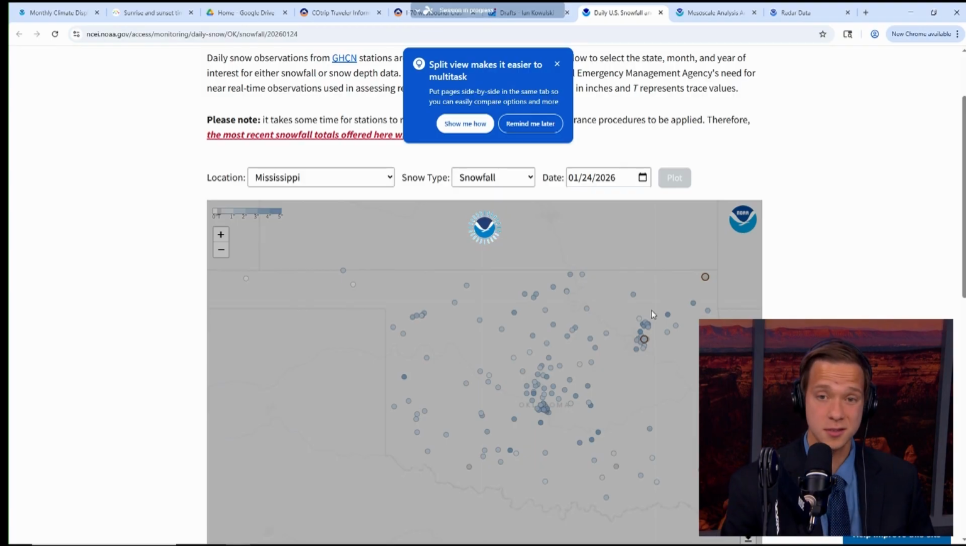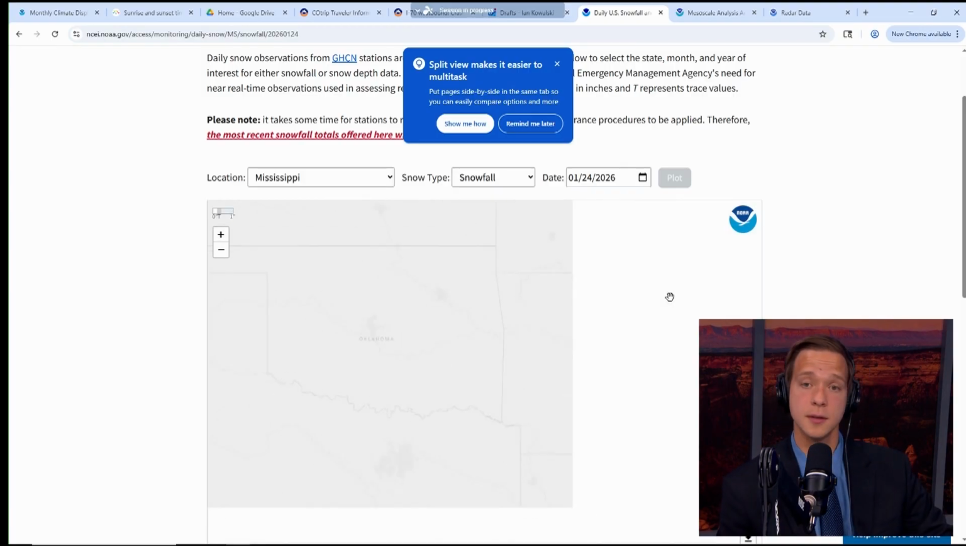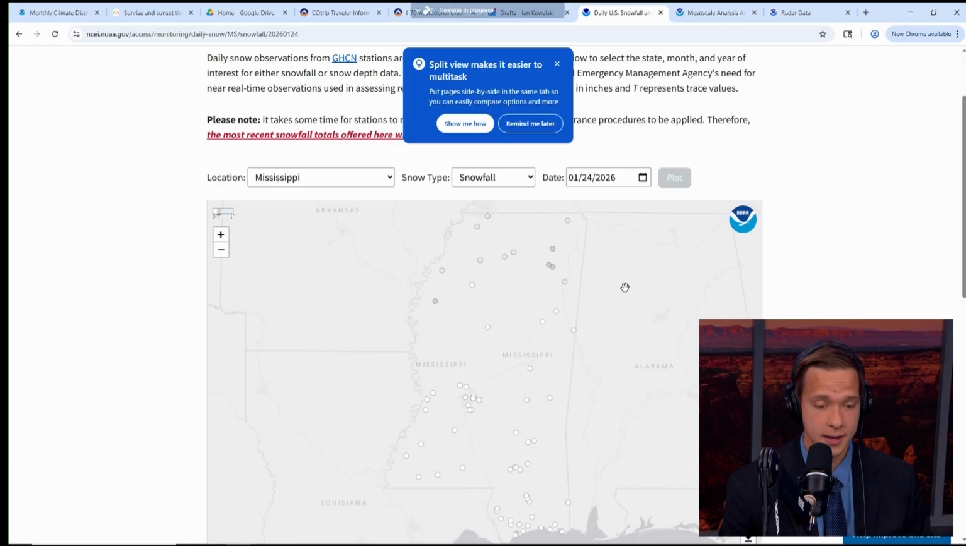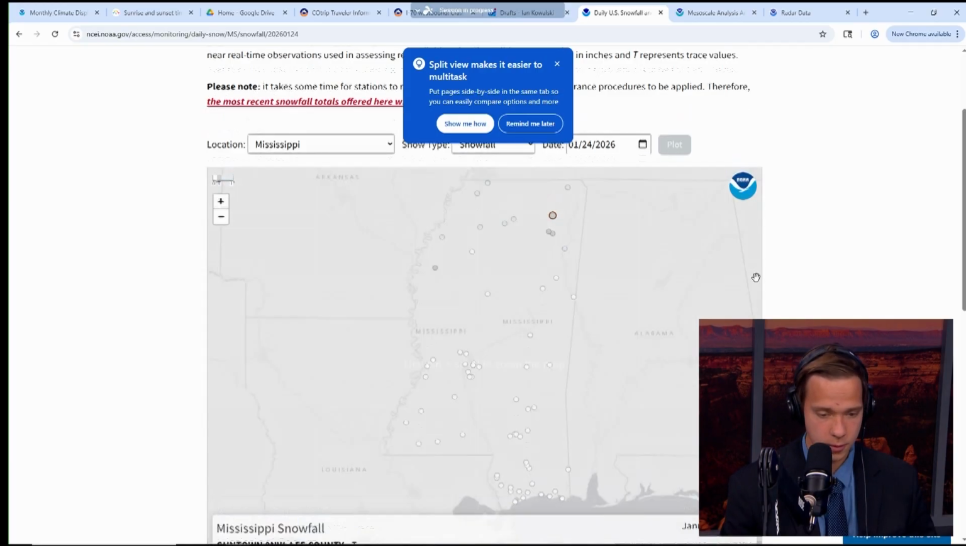It's not going to be the craziest totals. We're only seeing a few inches, but do keep in mind, in a place that doesn't usually get this kind of snowfall, it's a whole lot.